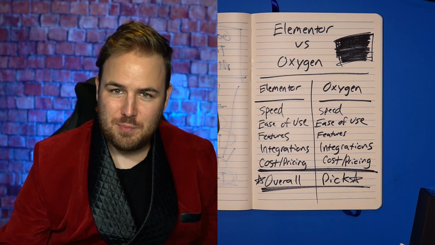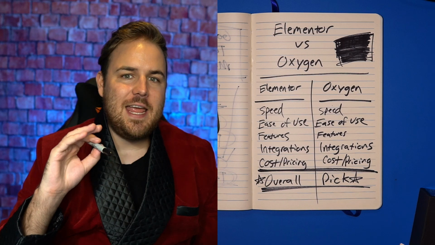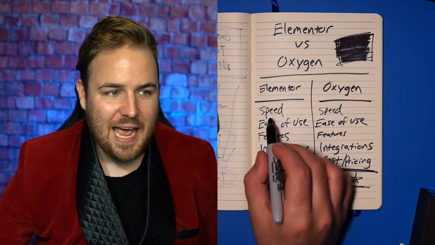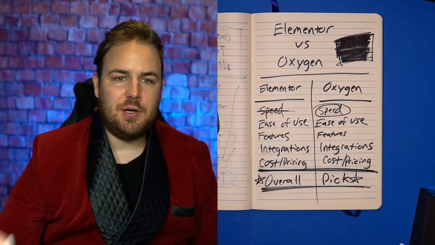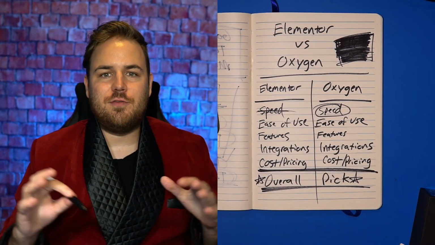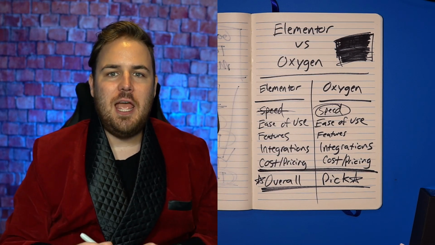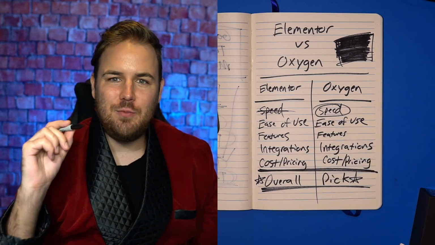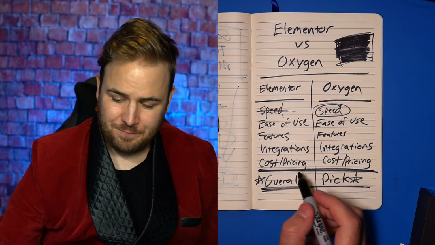So as far as speed is concerned, from just what I've seen so far, all things considered, I'm going to have to give the winner of speed to Oxygen Builder. This is because the Oxygen framework is more flexible, it's more customizable, and it's just better when it comes to speed because you can control exactly what you want to load per page. So I've got to give them the win there.